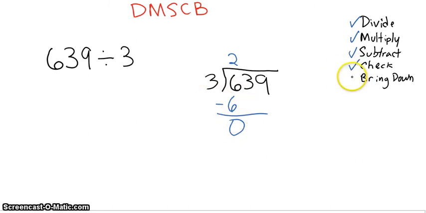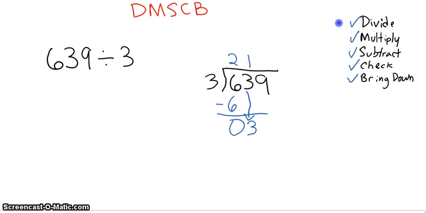So after we do that, once we check, if it is less than the number we divided by, we can bring down. And we're going to bring down that 3. And then we're going to start all over again. We're going to go right back through our steps. So now it's kind of like we have 3 going into 3. So 3 goes into 3. How many times, Mr. Wolf? That is 1 time.